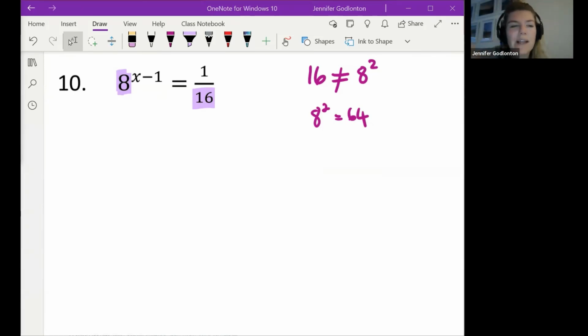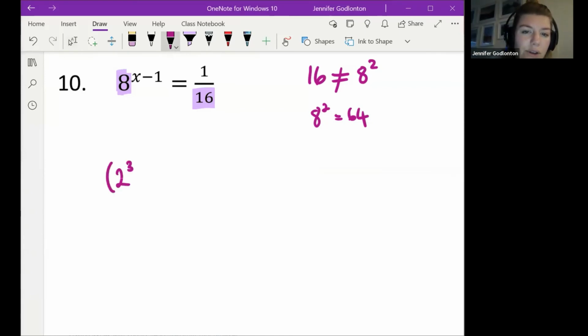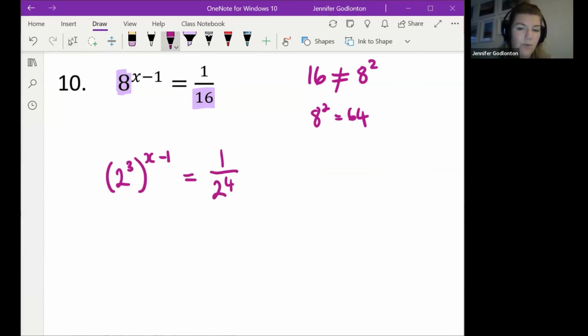Okay, but let me talk you through this one, and then let's see if people struggle, and then I'll go through some questions, okay? So when we look at this, the first thing we want to do is we want to get everything to have a base of 2. So I'm going to write that 8 as 2 cubed to the power of x minus 1. And I'm going to write this as 1 over 2 to the power of 4.